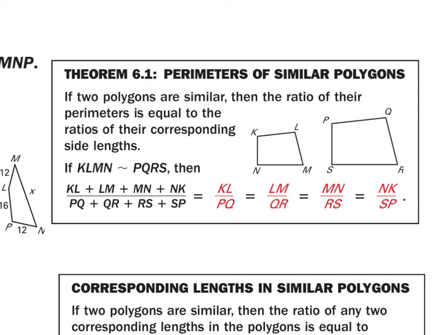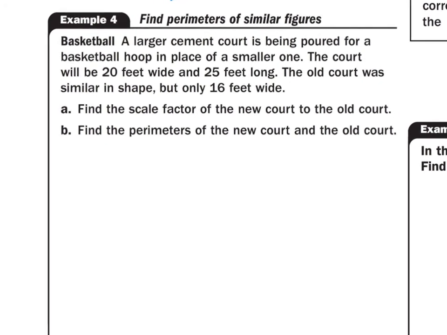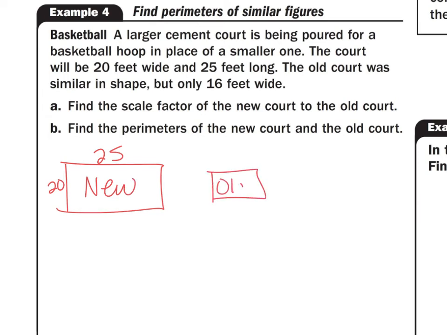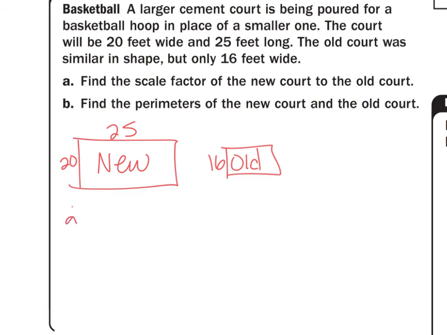Let's do an example. So on this one, it's a word problem. We're going to draw a picture. A larger cement court is being poured for a basketball hoop in place of a smaller one. The court will be 20 feet wide and 25 feet long. This is the newer one, right? The old court was smaller, and it was similar in shape, but it was only 16 feet wide. And so 16 will go on the same side as the 20 because it said 20 was wide.